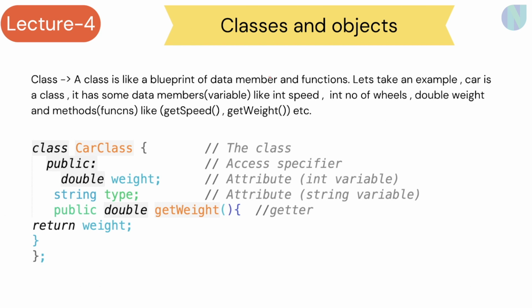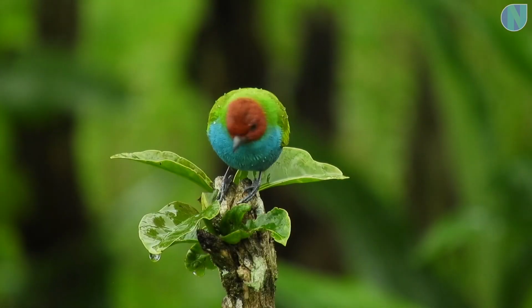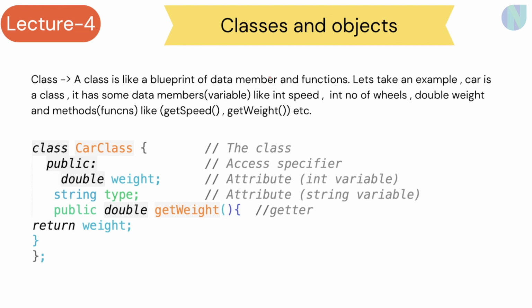So consider an example of animal. We can say dog is an animal, cat is an animal, bird is an animal. So we can see that different categories are appearing here, like cat, bird, dog, and all of them have a generic or similar term called animal.